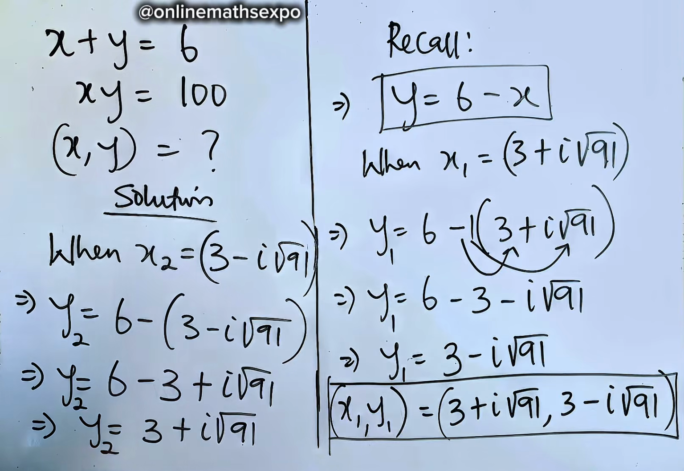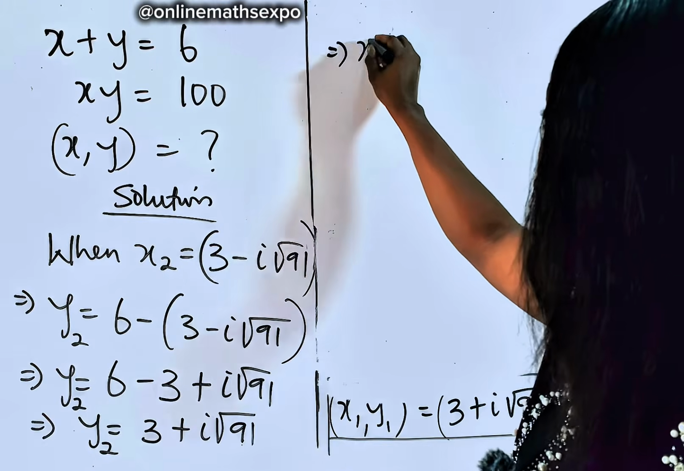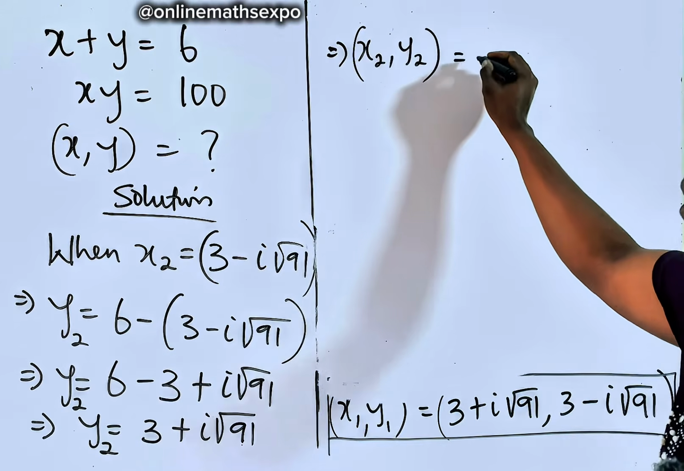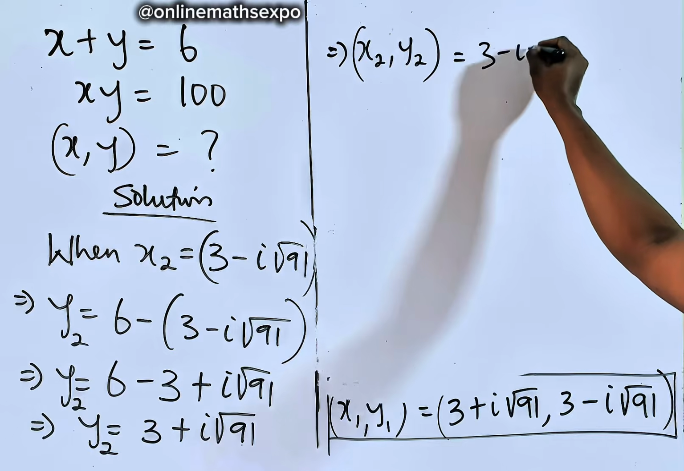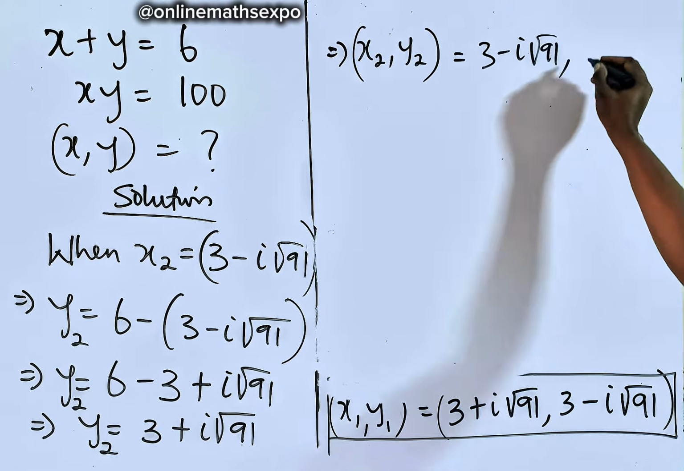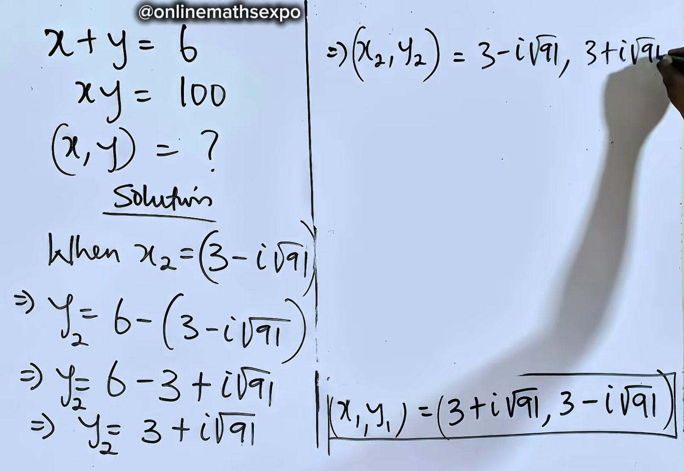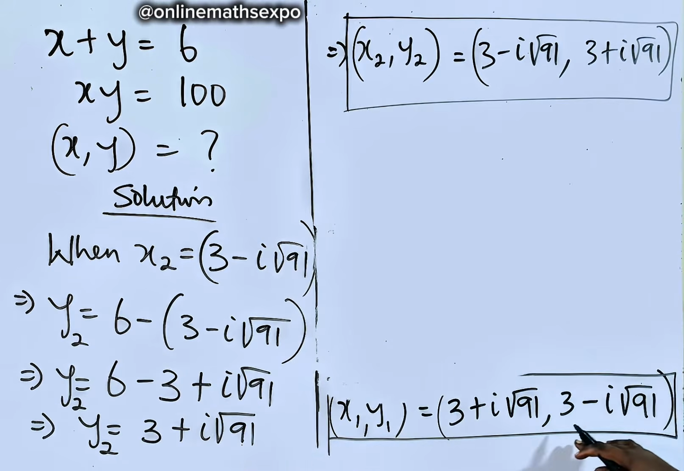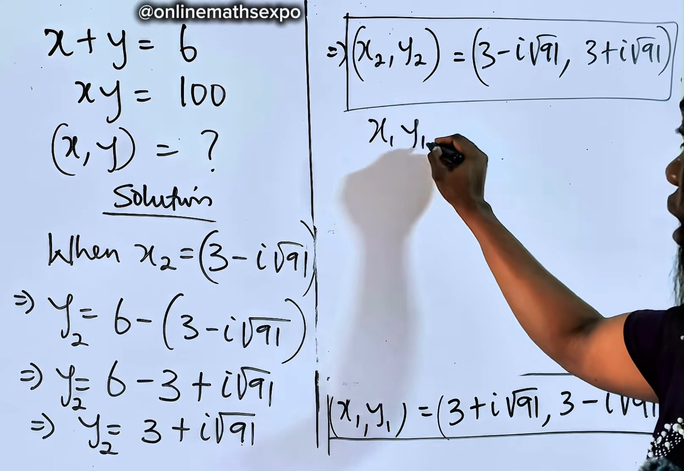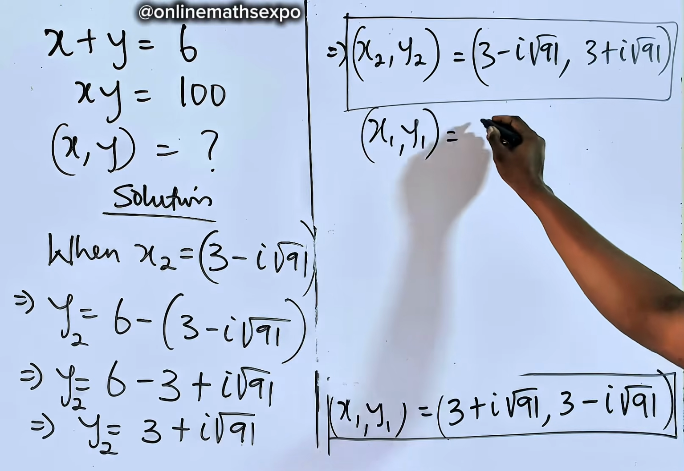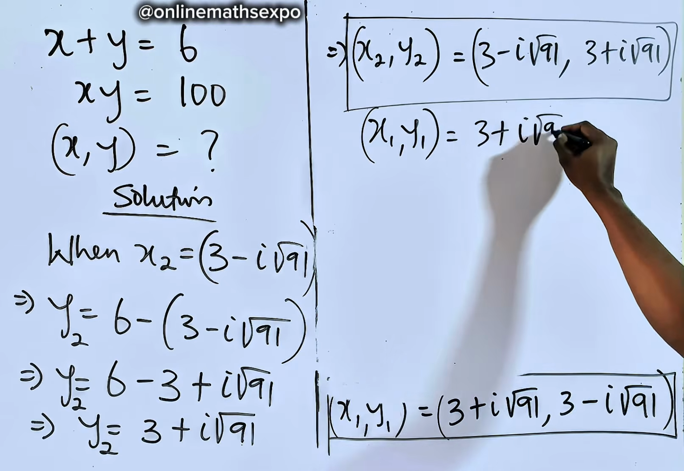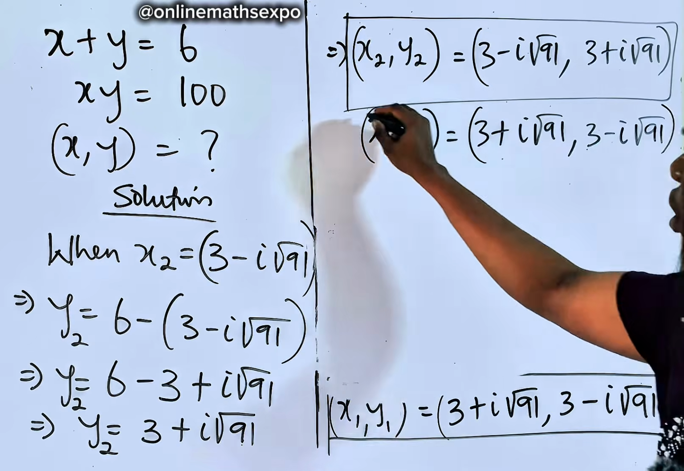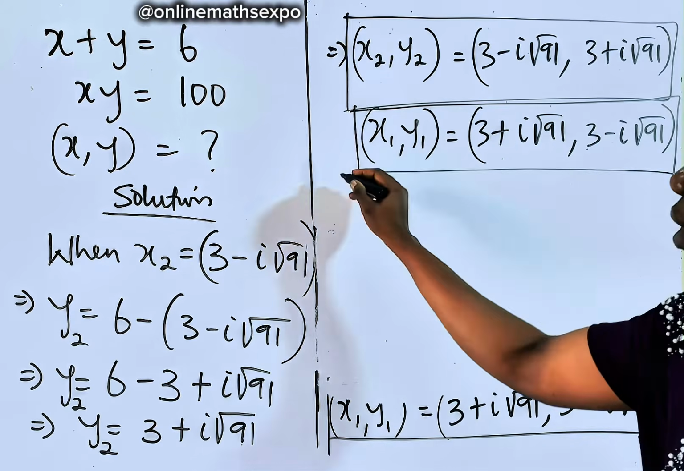Let's bring this together. So for the second value of x, 3 minus i root 91, its corresponding y is 3 plus i root 91. Now remember the first set we have: 3 plus i root 91 and 3 minus i root 91. So these are the two sets of your x and y values.